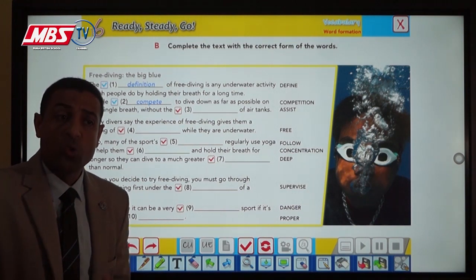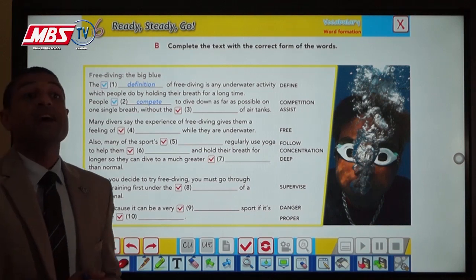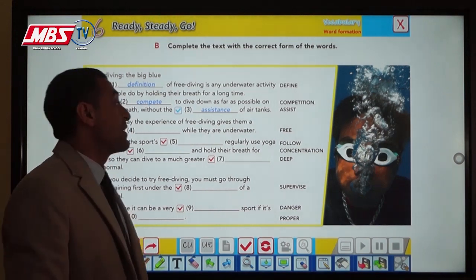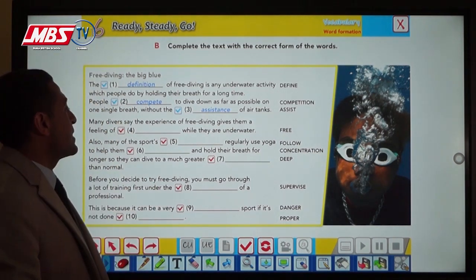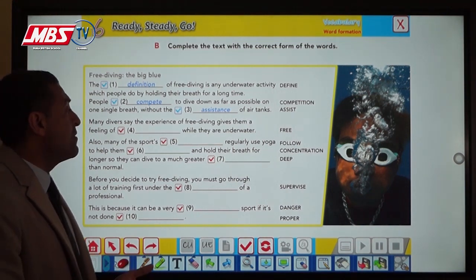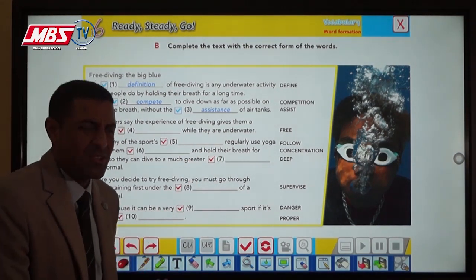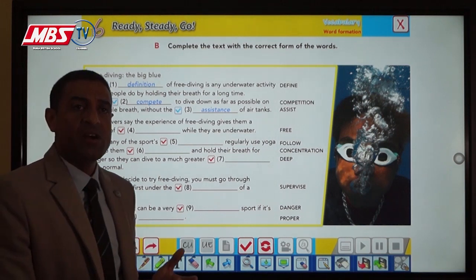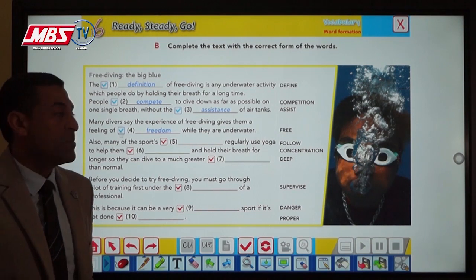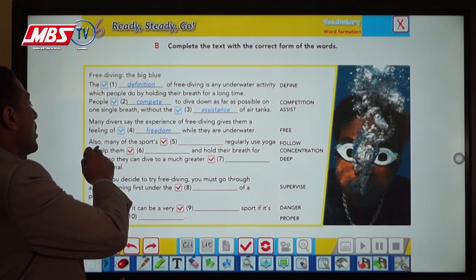The person? No. Sorry, can I say the assistant of air tanks or the assistants? The assistants of air tanks. Many divers say the experience of free diving gives them a feeling of while they are underwater. A feeling of what? What do I need here? A feeling of freedom. So I need the noun.